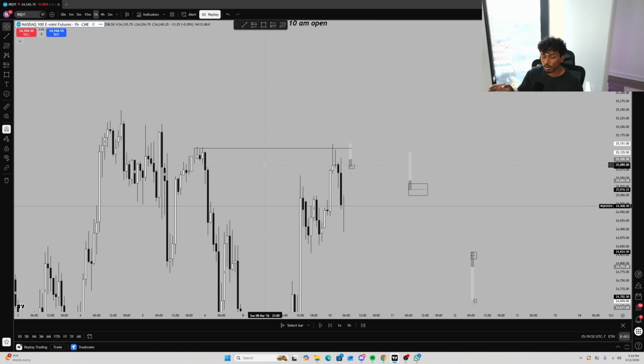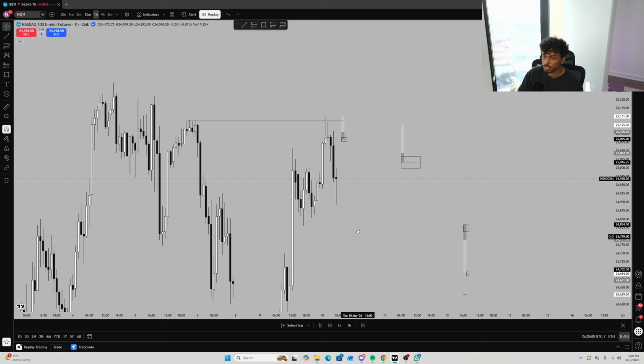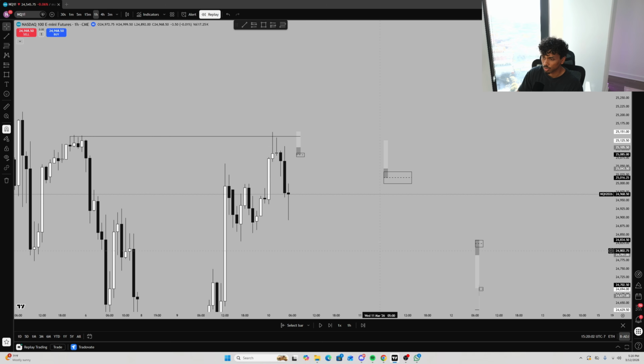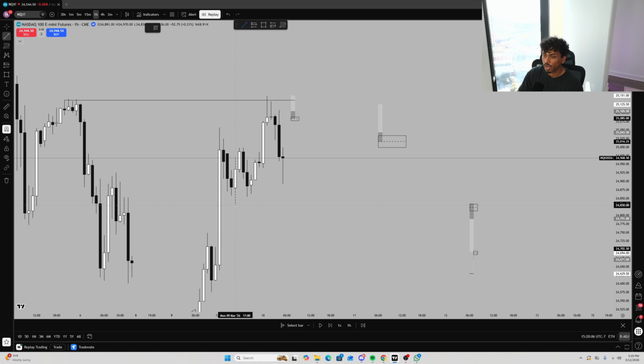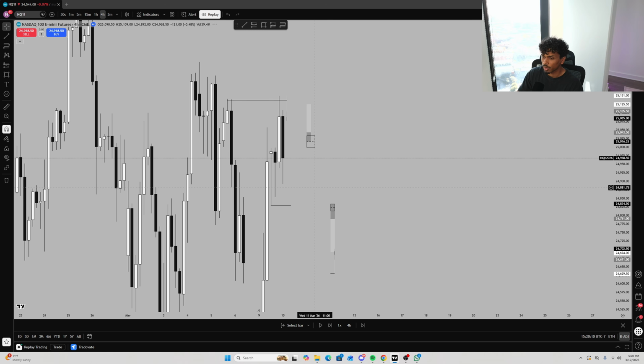Now, what are internal draws on liquidity? Retracements into fair value gaps, higher time frame fair value gaps. Once we take out external structure, we want to see retracements into internal structure. What is the internal structure that we have right here? Okay, we have this low that aligns with this 4-hour gap right here, right? We want to see price overall retrace into this 4-hour gap.